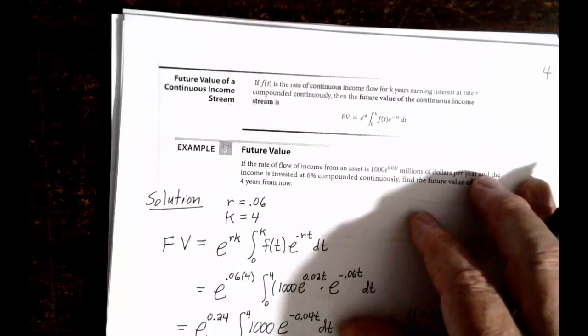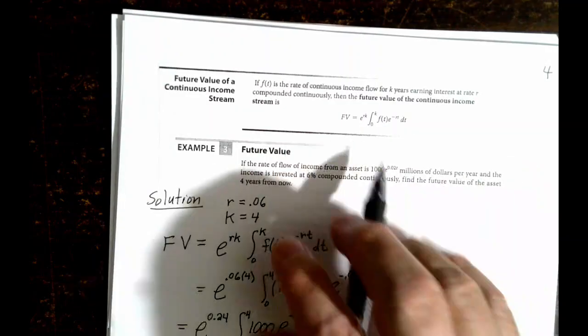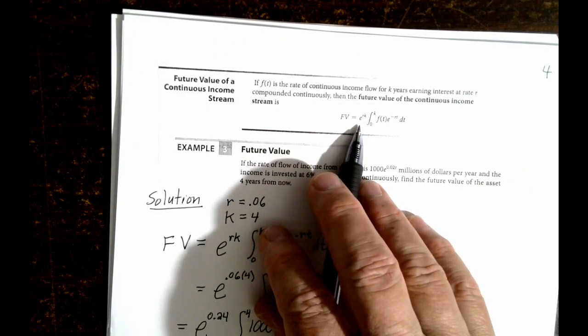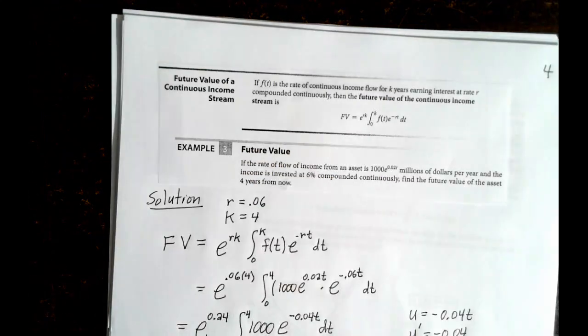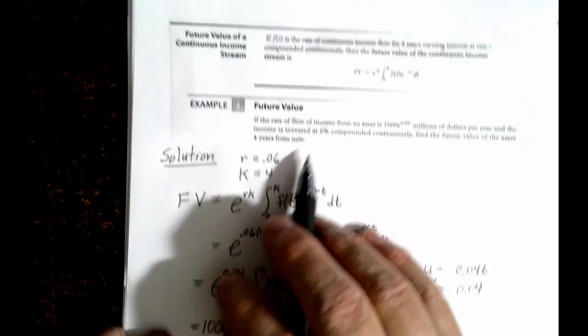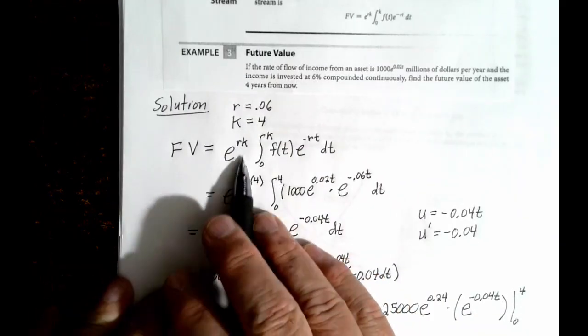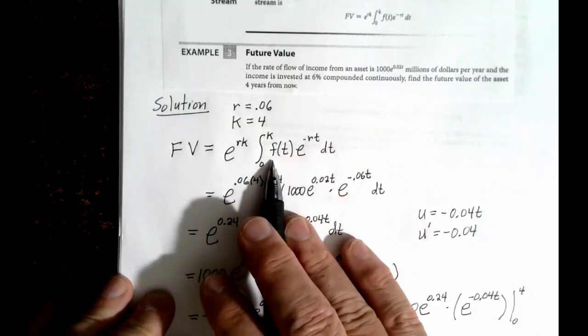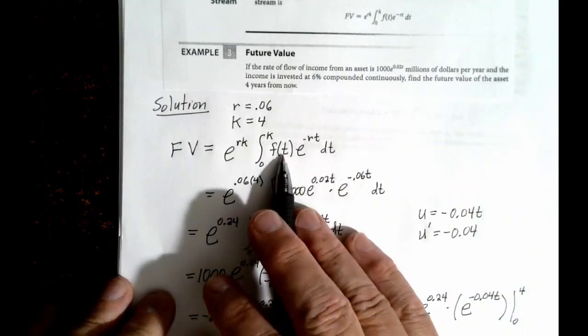Future value of an income stream is a slightly different formula. This guy here. It's very similar to present value, but it's got that e to the rk out in front. Remember, r is your interest rate. In this case, r is 0.06. So you plug in 0.06 for r there and there. You plug in the function there, which is 1,000 e to the 0.02 t.